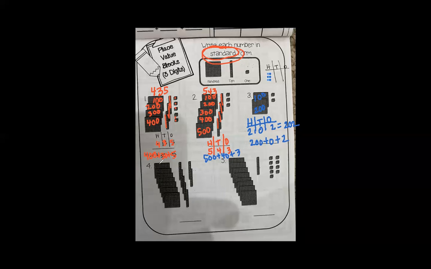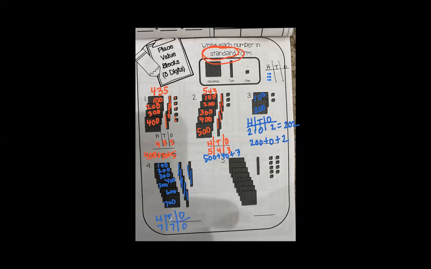The next one I have is 100, 200, 300, 400, 500, 600, 700. So I have hundreds place. There are 7. For the tens, I have 1 ten, 2 tens, 3 tens, 4 tens, 5 tens, 6 tens, 7 tens. Tens place, I have 7. And for the ones place, there are 0 ones.